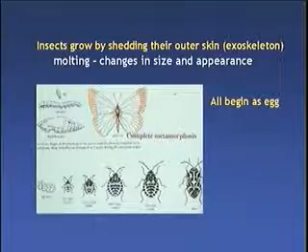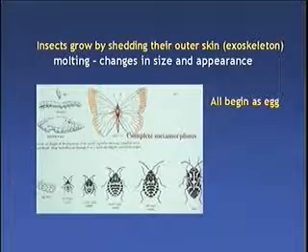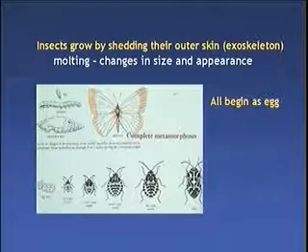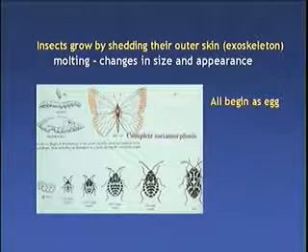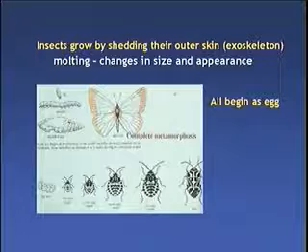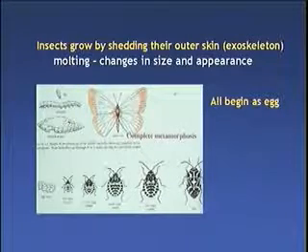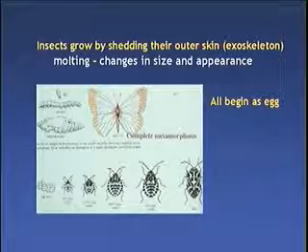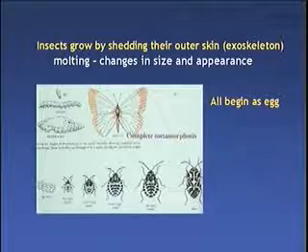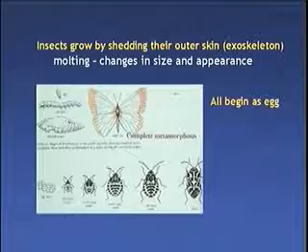Talk a little bit about the way insects grow. They grow by shedding their outer skin. One thing that I mentioned about arthropods is that they have this hard outer skin, an exoskeleton. The difference between vertebrates and invertebrates, right? We have a skeleton inside of us that holds up our frame. Insects do not. They have this hard, chitinous outer shell to them.